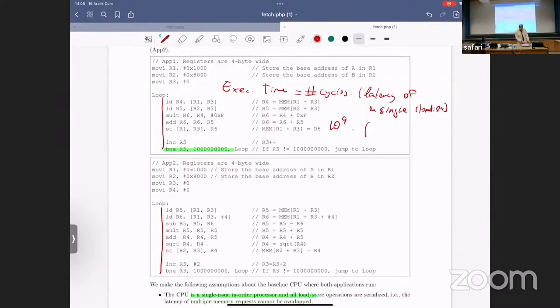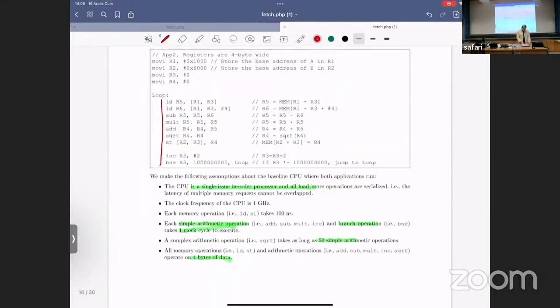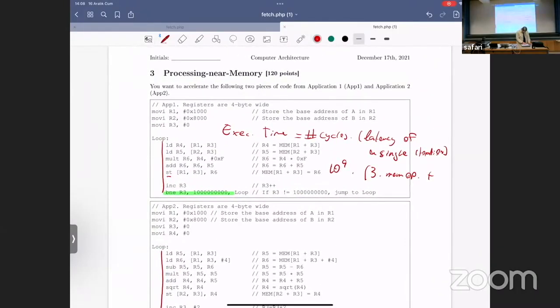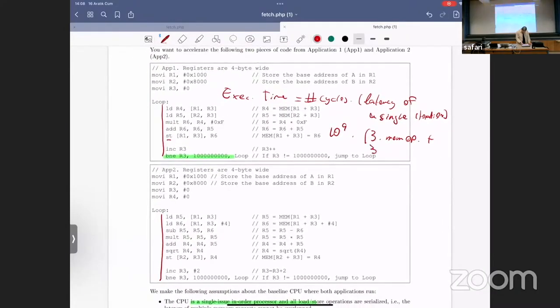And then you basically just need to count, because the processor is in order and everything is serialized. You just count how many memory operations you have. You have 2 loads here and 1 store here. So we have 3 memory operations. You have 1 multiplication, 1 addition, and 1 increment. All of them are simple arithmetic operations as defined here. So you have 1, 2, 3 simple arithmetic operations. And you have the branch operation.